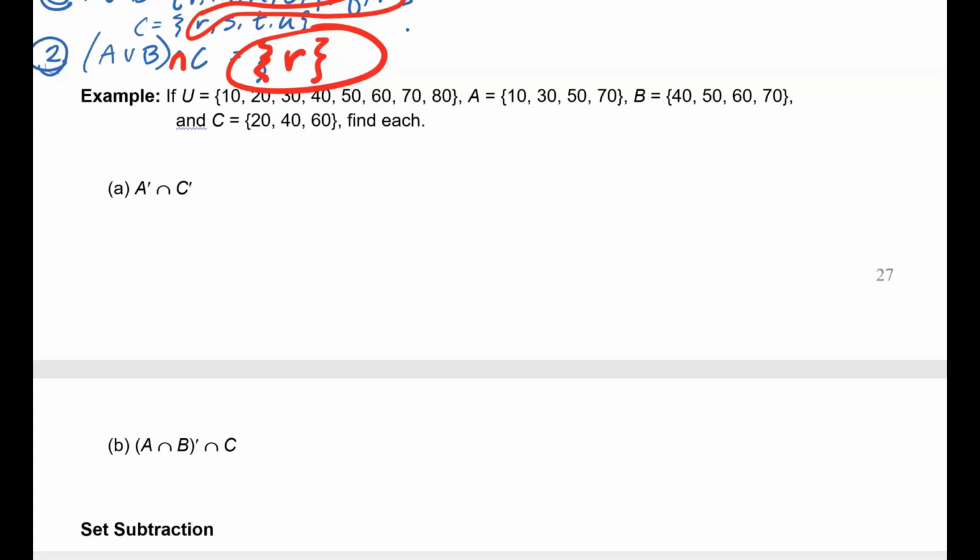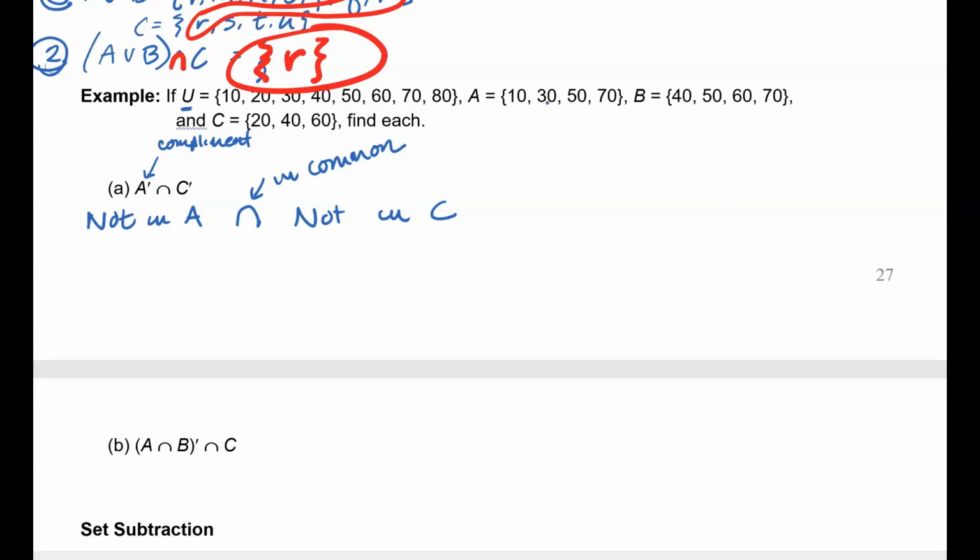So in this example, notice that we're given U here. That's all of the numbers that are to be considered for this problem. And we need that because this problem has a complement. So remember this symbol here, that apostrophe, means what's not in A. So I'm actually going to write that. This is complement. And we say what's not in A, what does that have in common with what's not in C? So I'm basically just writing this out in words, what I need to do.